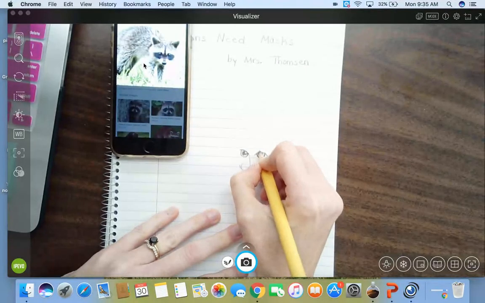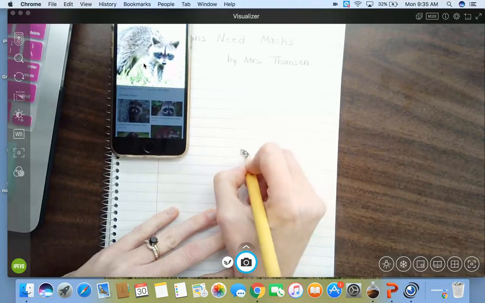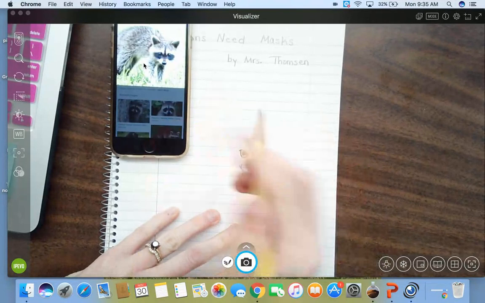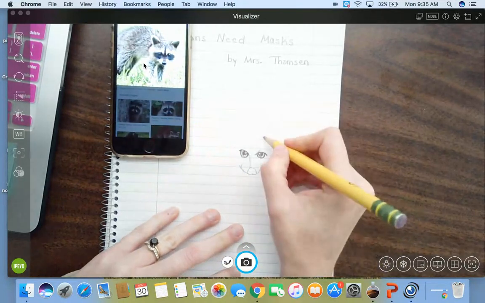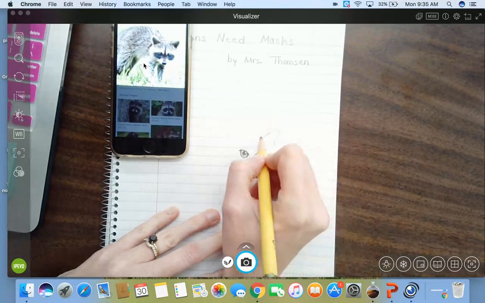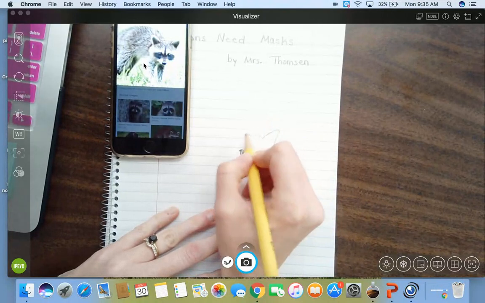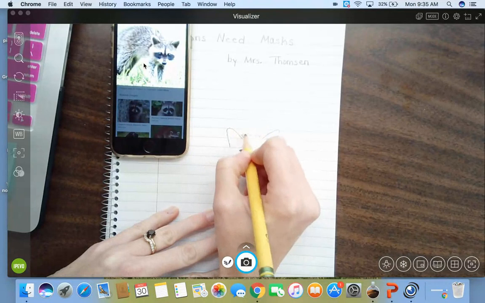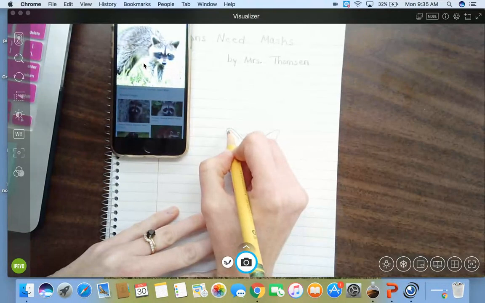Alright, so there's his cute little eyeballs looking at us. No mask though, huh? So we can't give the little guy a mask. There's a little ear here. He looks like a really cute puppy dog. And there's the other little ear here.